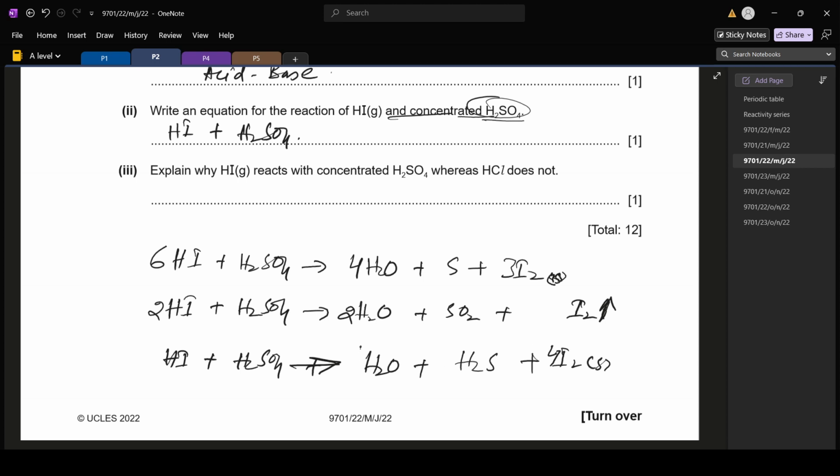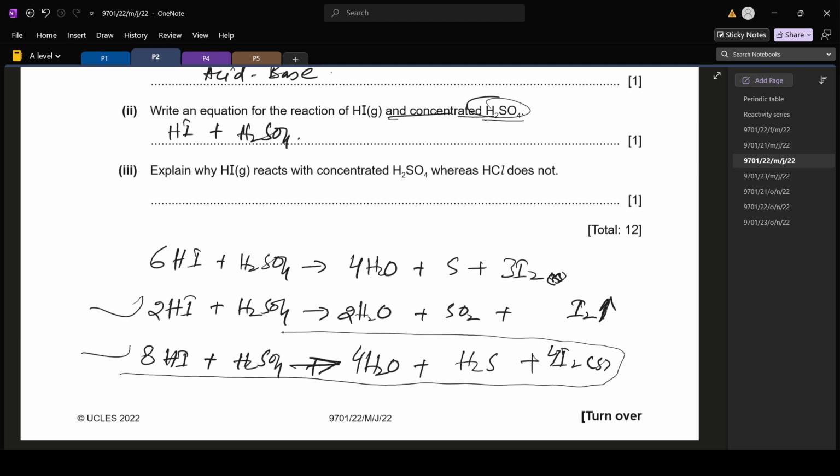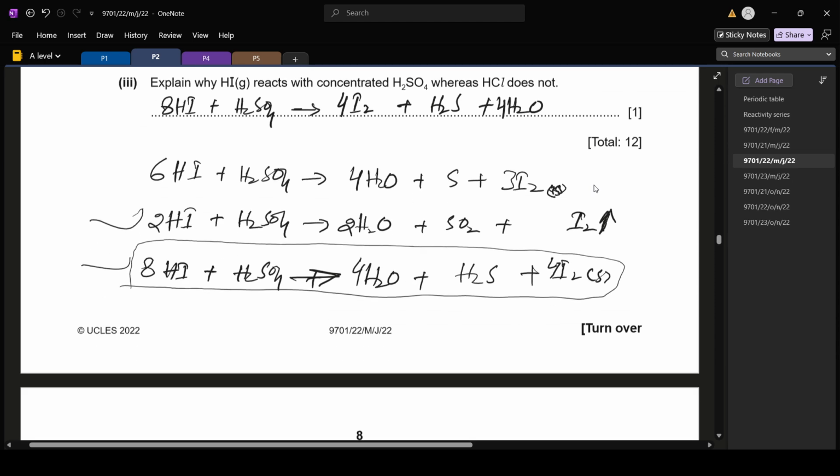From these equations you can write any of the equations. Suppose we write this equation. You can write this equation as well, because in the marking scheme it has given this equation to you. So let's write this equation: HI plus H2SO4 forms iodine, in solid form, plus hydrogen sulfide plus water. And balance it. Moving towards the next question.